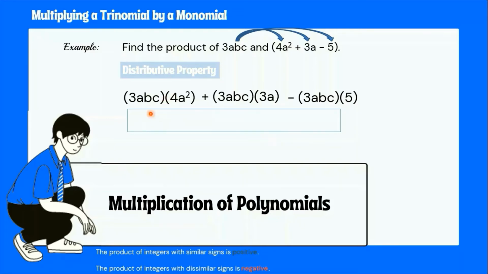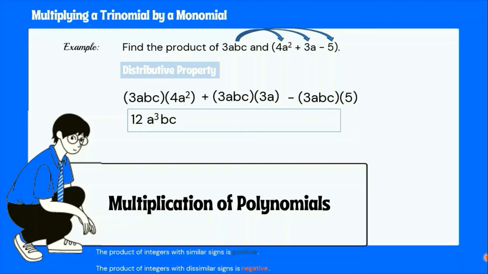Umpisahan natin dito sa 3abc multiplied to 4a squared. 3 times 4 is equal to 12. Pareho sila na may a. So ito ay a raised to the power of 1. May invisible 1 si a, ganun din si b at si c. Itong 4a squared ay walang b and c, pero meron siyang exponent na 2 for a. So, ito ay magiging a raised to 3. Yung 3 ay galing sa 1 plus 2. Kopyahin yung base a, 1 plus 2 is equal to 3. And then, b and c, kopyahin na lang since wala namang b and c na mga variables si 4a squared.